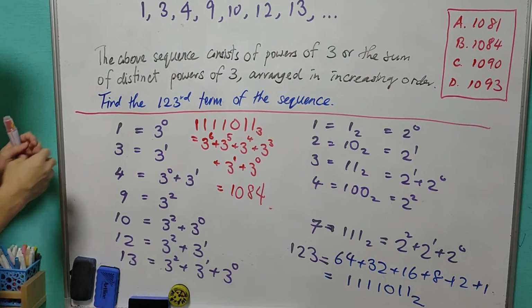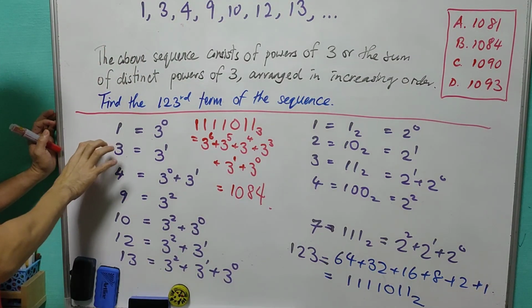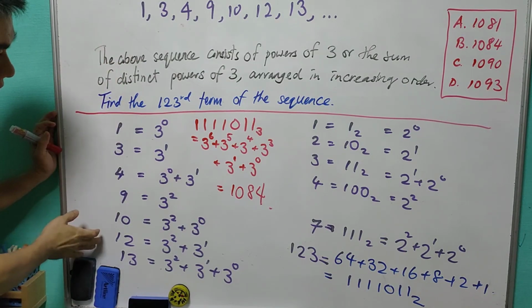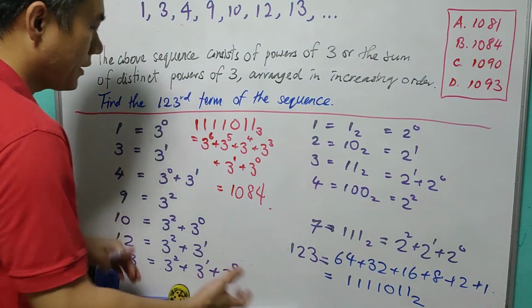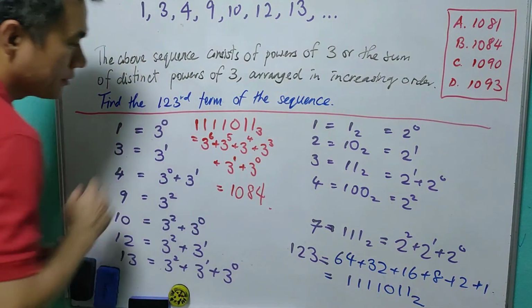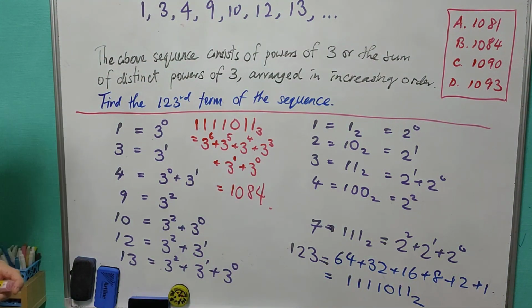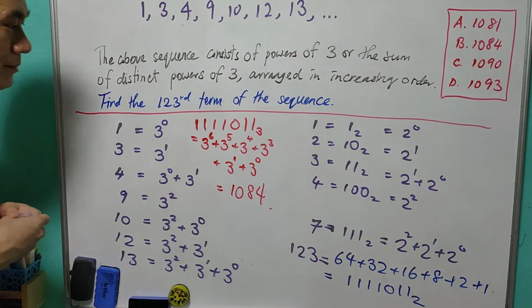So for this question, we find a nice relation between the numbers in this sequence and the numbers in binary form. And therefore, we can get the answer by using this method. And for now, let's look at other people's solutions.